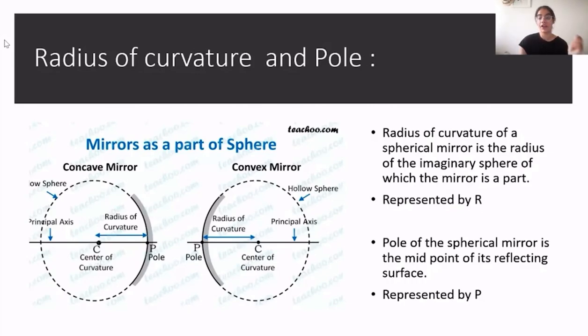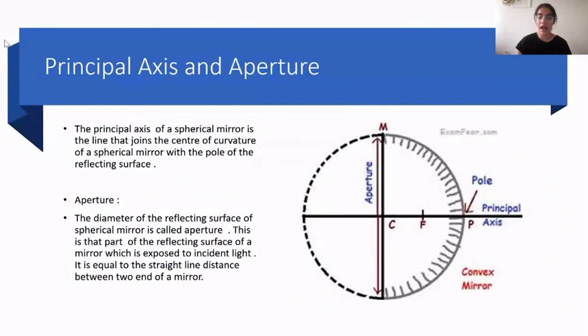So, for now, we have discussed the center of curvature, represented by capital C, the radius of curvature, represented by capital R, and the pole of a mirror, represented by capital P. Now, the principal axis of a mirror and the aperture of a mirror. The principal axis of a spherical mirror is the line that joins the center of curvature of the spherical mirror with the pole of the reflecting surface.